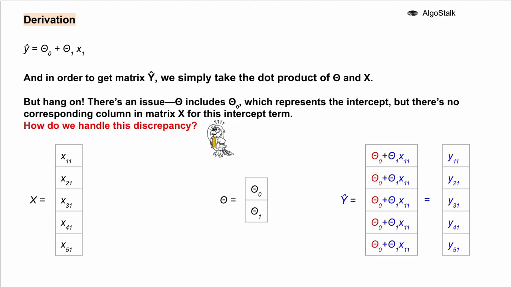But wait a second, we have hit a small snag. Our matrix theta includes theta 0, which represents the intercept. However, matrix X doesn't have a column for this intercept. So, how do we handle this mismatch? Great question. To solve this, we need to adjust our matrix X to include a column that accounts for the intercept term. This way, we can properly calculate our predictions and keep everything in sync. Let's see how we fix this.